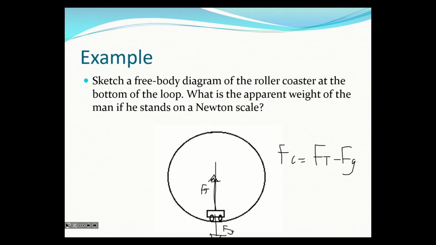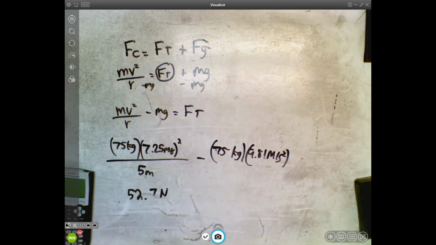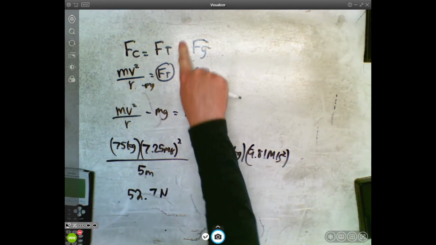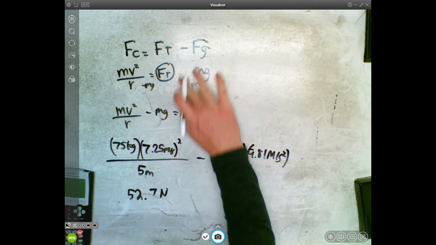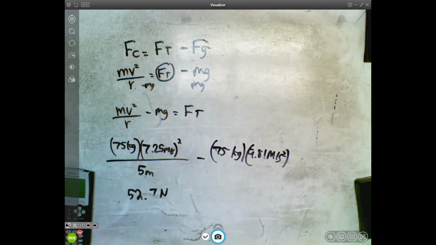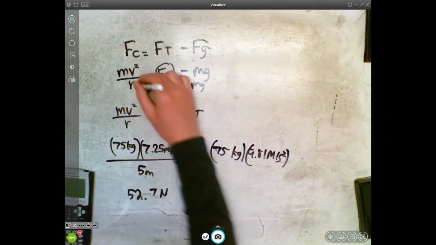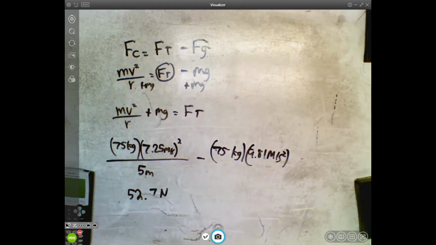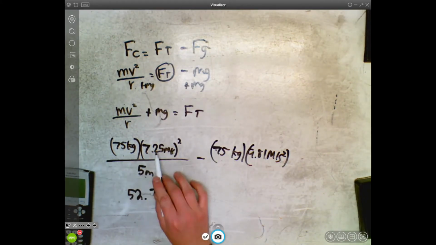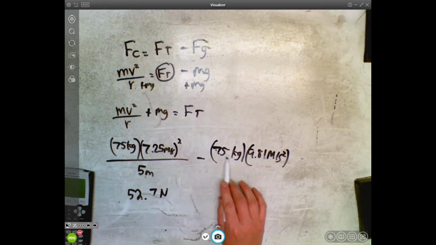So our equation would be super similar. The only difference is this ends up being negative, right? So if it's negative over here, then we'd have to add an mg. The only difference is it's going to be a positive. Same mass, same speed, same radius, same acceleration, but it's just going to be positive.